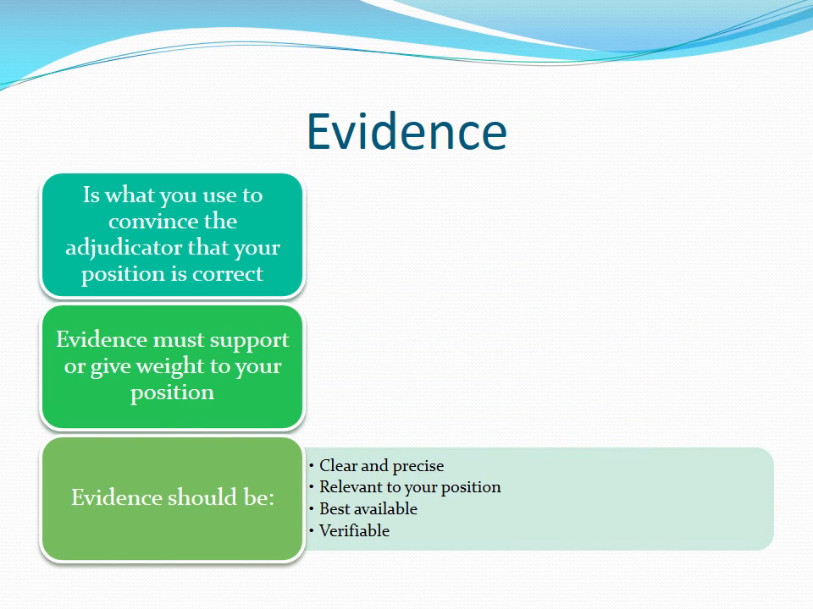A submission is made up of two parts: the arguments supporting the claim and the evidence which corroborates the facts upon which the arguments lie. Evidence is what you use to convince the adjudicator that your position is correct. For example, if you have claimed a 20% builder's margin on work done in your payment claim, your argument might be that clause 14 of the contract allows you to claim a 20% builder's margin on work done.